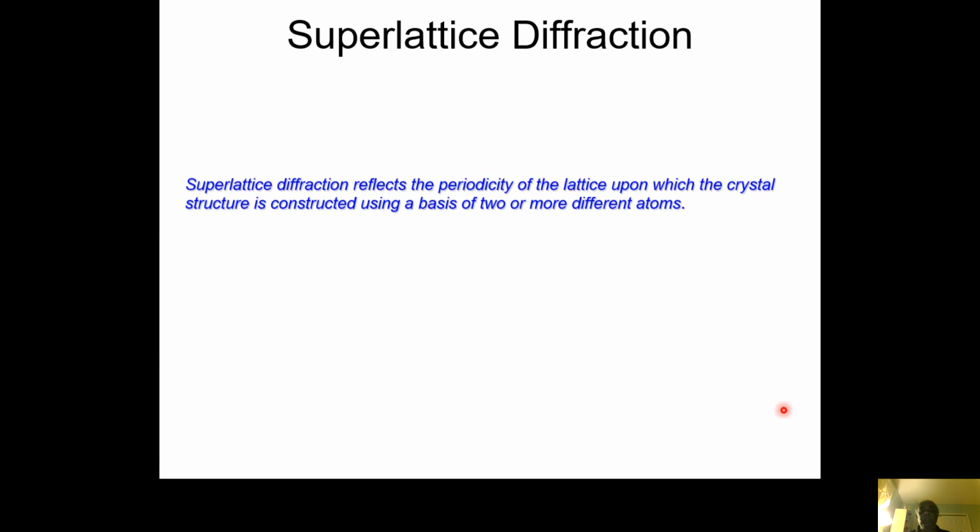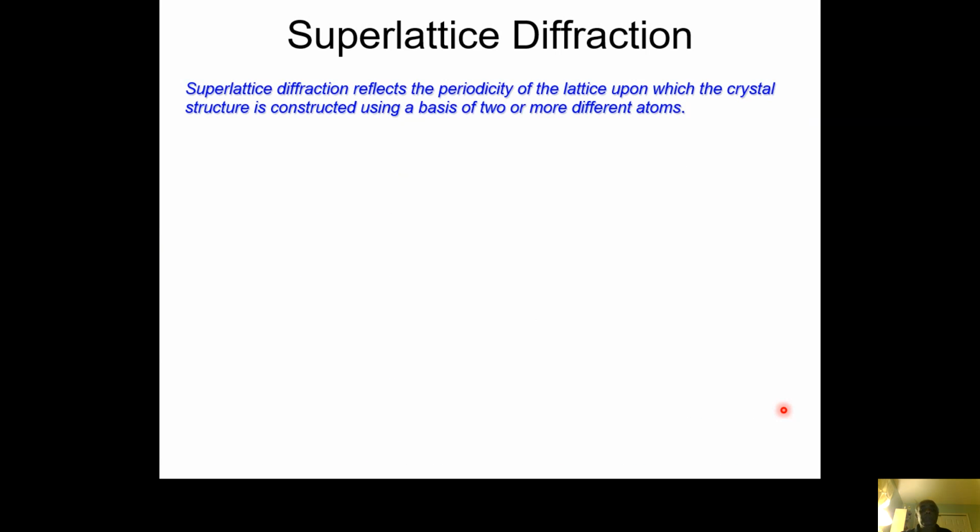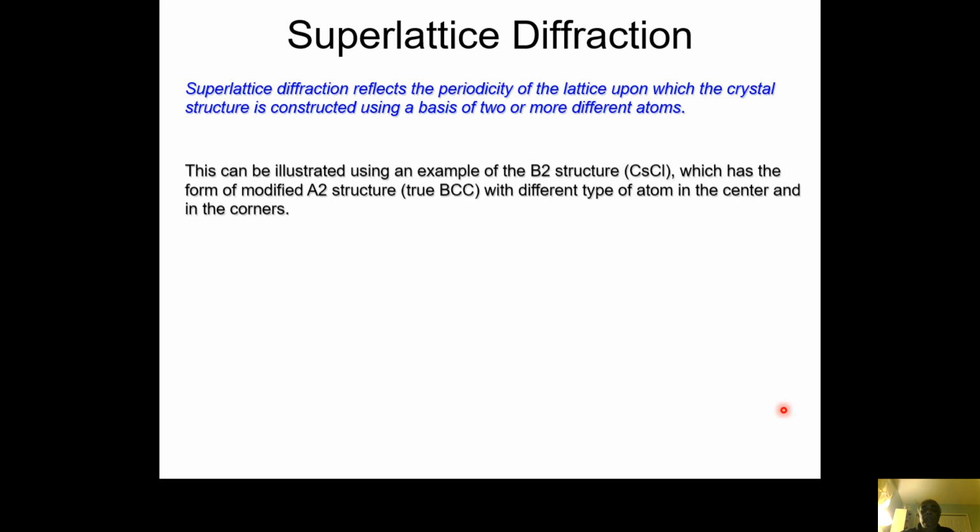Okay, one more example about the superlattice diffraction. Like I said, superlattice diffraction reflects the periodicity of the lattice upon which the crystal structure is constructed using a basis of 2 or more different atoms, like sodium chloride, right? That's how we created the superlattices. Sodium chloride is like an FCC structure, but you have the sodium and chlorine, so they are different atoms. That's how you get the superlattice reflection.